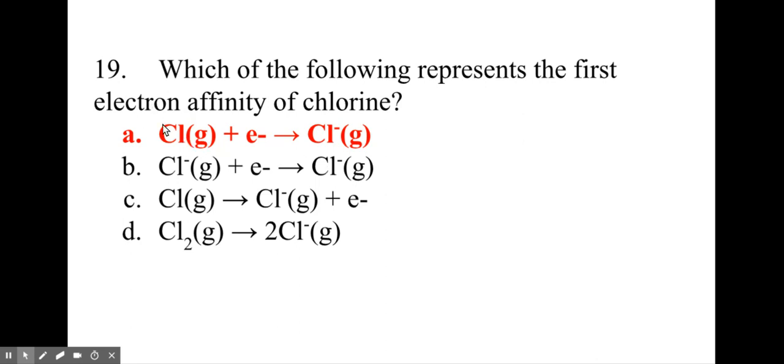We're going to start with a neutral atom and add an electron to form this ion in its gaseous state. D is incorrect because it's not one atom. Again, it's the definition of electron affinity that we need to keep in mind here, and it's for adding an electron to an atom in its gaseous state. This energy change, by the way, can be endothermic or exothermic. It depends on the type of atom that you're looking at.